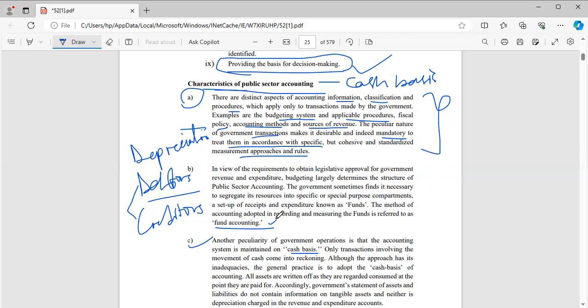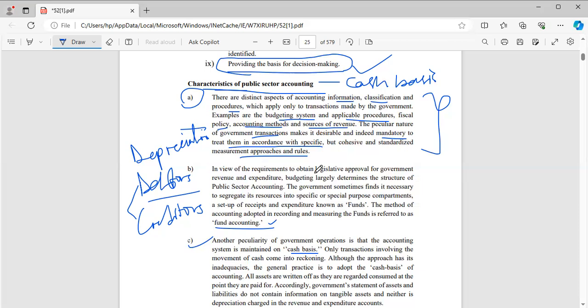Public sector makes use of fund accounting. They open an account for every fund that they receive. But private sector does not operate a fund accounting system. They operate a proprietary accounting system.